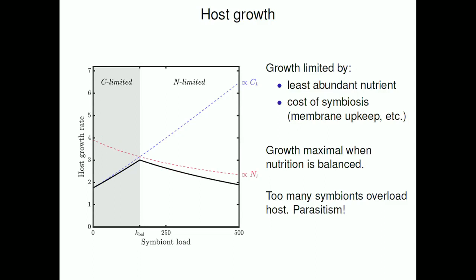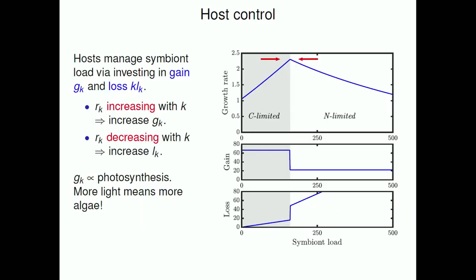Okay, so then if we put the host growth on top of this, host growth is limited by the least abundant nutrient. So it follows whichever out of carbon and nitrogen is limiting. But then there's a slight downward shift, and this is because of some additional cost of symbiosis, things like membrane upkeep and suchlike. And so if this cost is too high, if there are too many symbionts, then this growth will actually become negative as the symbionts become parasites.